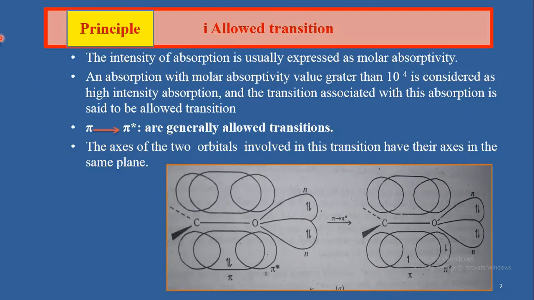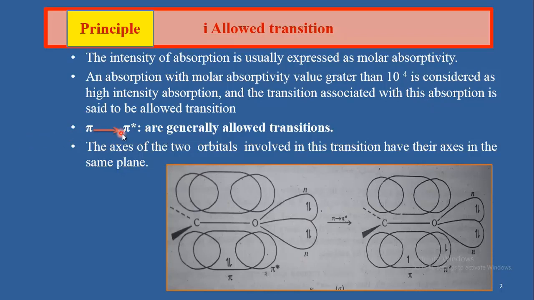I will explain transition by using three laws. First, depending upon the molar absorptivity. The intensity of absorption is usually expressed as molar absorptivity. If the value of molar absorptivity is greater than 10 raised to 4, that is considered as high intensity absorption, and the transition associated with this absorption is said to be allowed transition.